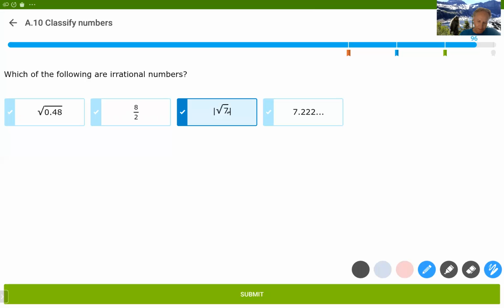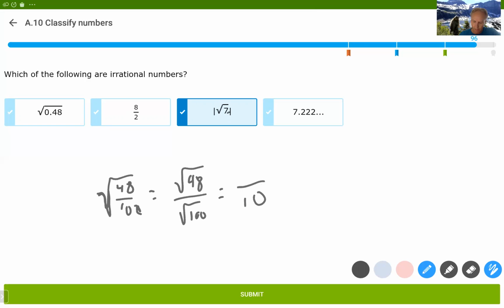And this one you need to be careful of. The square root of 0.48 is 48/100. And I wanted to show you an example where this would be not irrational. Now this one happens to be the square root of 48 over the square root of 100. Now that square root of 100 is 10. But the square root of 48, since this is a non-perfect square, this one is irrational.